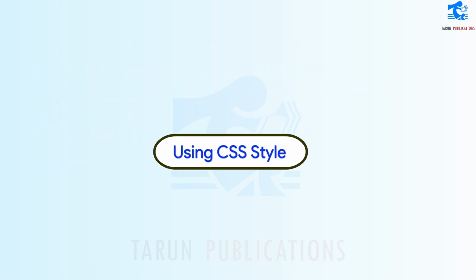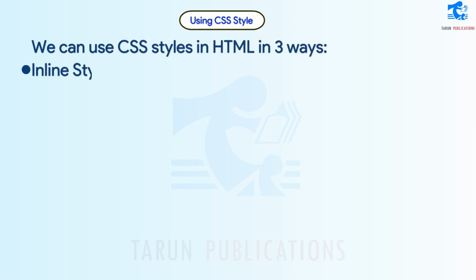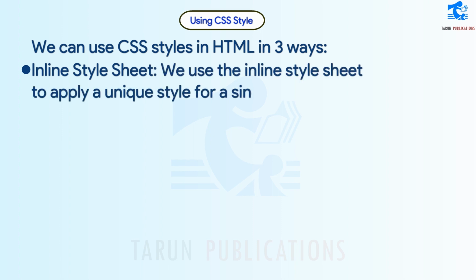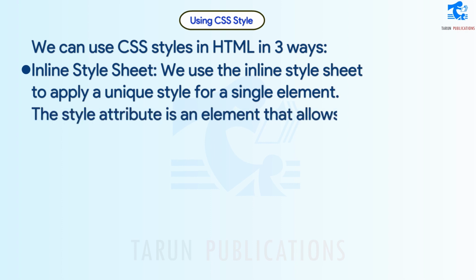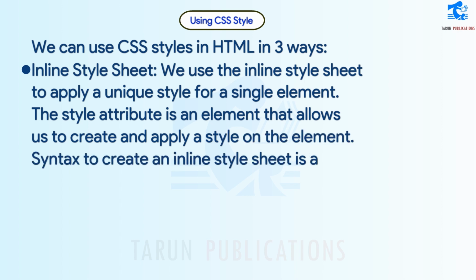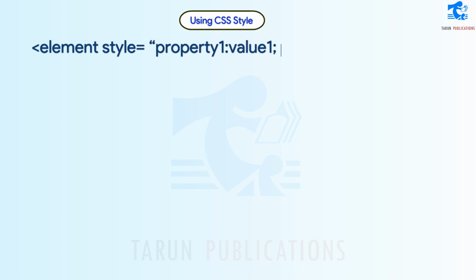Using CSS style. We can use CSS styles in HTML in 3 ways. Inline style sheet. We use the inline style sheet to apply a unique style for a single element. The style attribute is an element that allows us to create and apply a style on the element. Syntax to create an inline style sheet is as follows. <element style="property1: value1; property2: value2">.